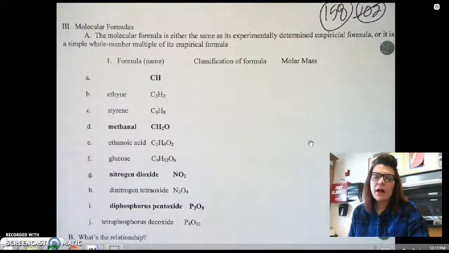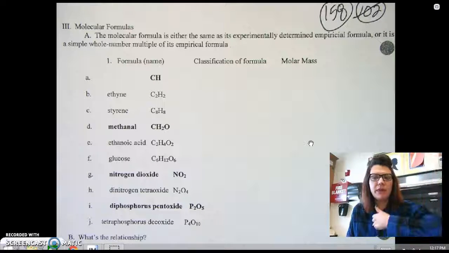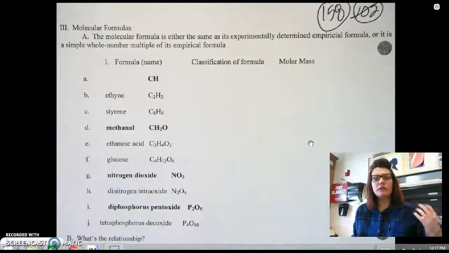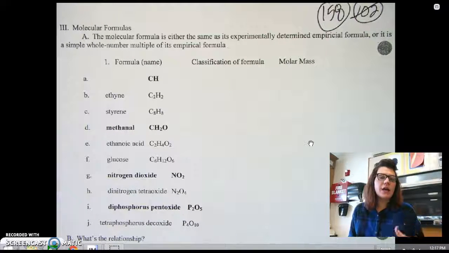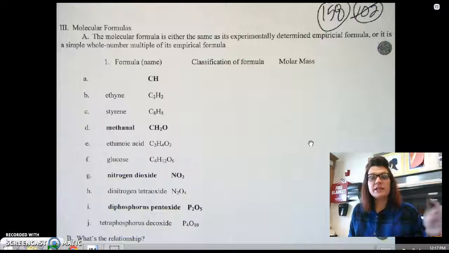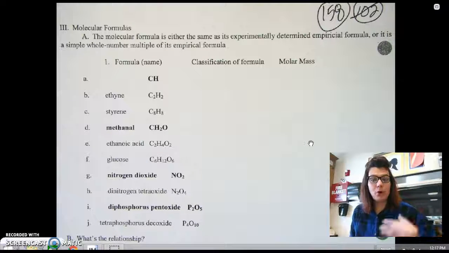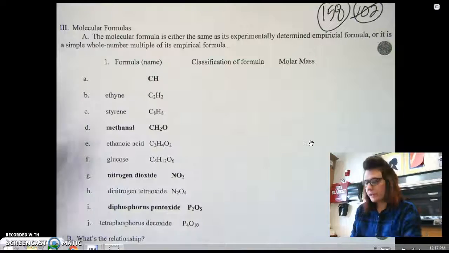Okay, this is going to be our last conversation inside of the mole. We didn't get a chance to go over this before we left for Christmas break, so I want to make sure that we have a chance to talk about molecular formulas. Molecular formulas can either be experimentally determined, it's either the same as the empirical formula or it's a simple whole number multiple of its empirical formula. Okay, so let's look at some examples here.